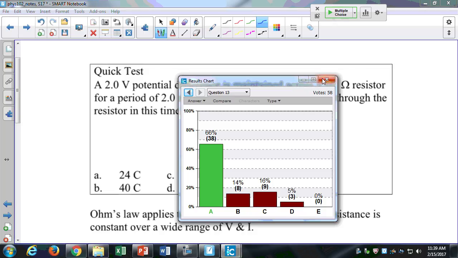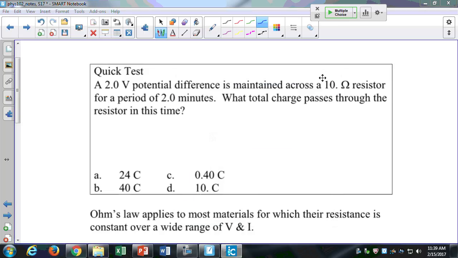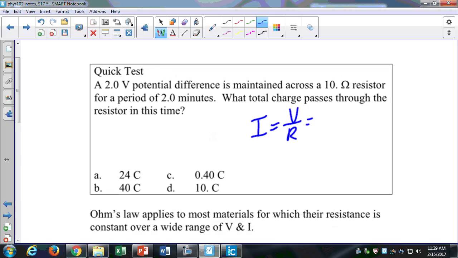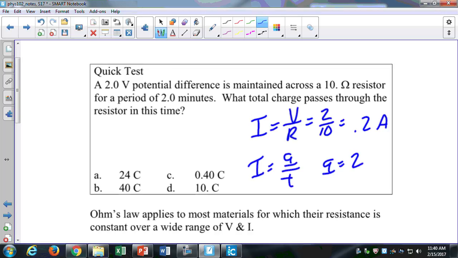Okay, good. A is right. In short, you first find the current, which is V over R. That's going to be 2 over 10, which is 0.2 amps. And then I is Q over T. So Q is 0.2 amps times the time, which is 120 seconds. So that's 24 coulombs. All right?